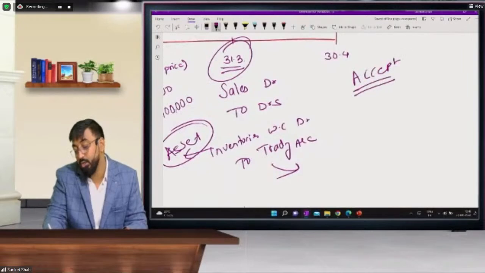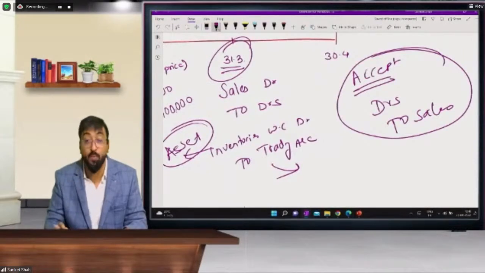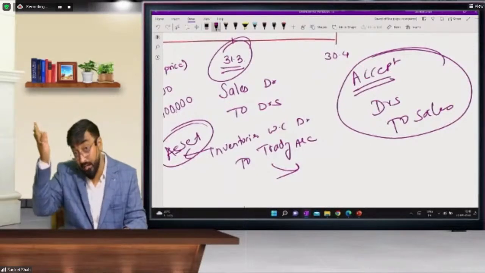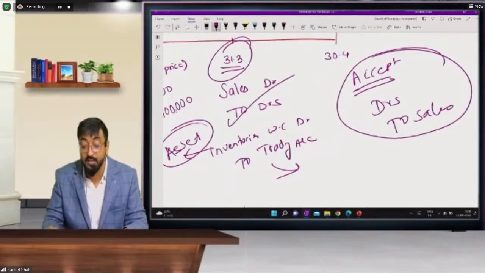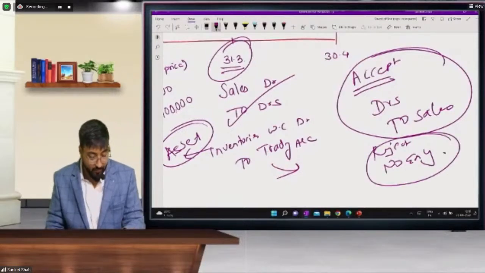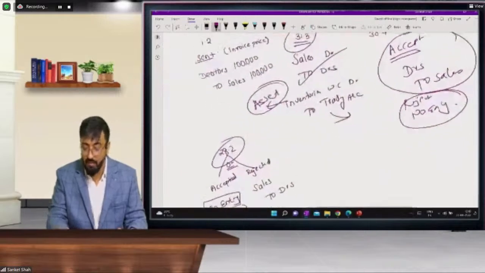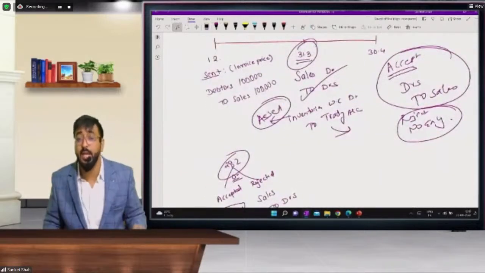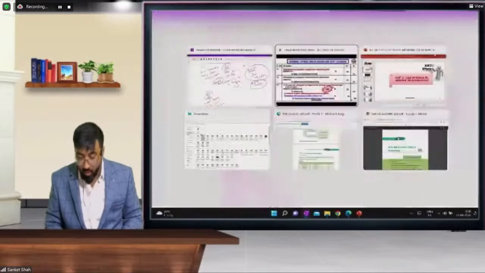goods, debtors to sales, because now again we have to pass in the next year, because sales entry is reversed. So in next year, accepted goods, debtors to sales, rejected goods, no entry. Half of the goods beta accepted, so half of the entry. Okay, very simple. Revise it in the break, take a break. I hope you are clear with these entries now.